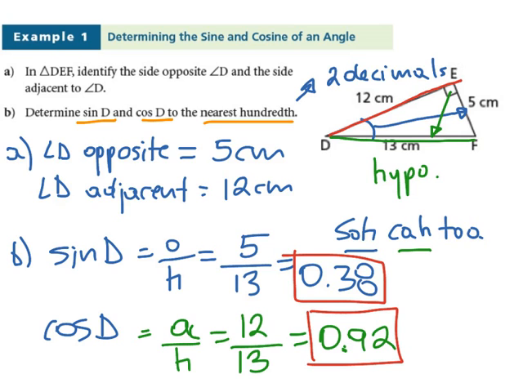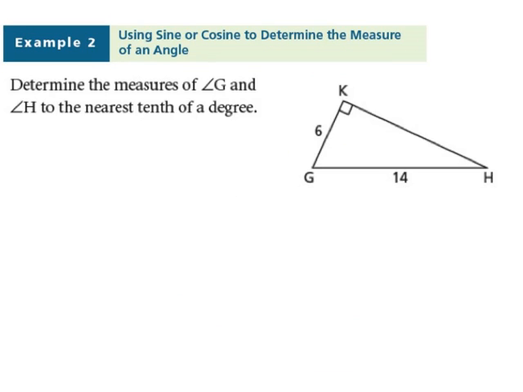Let's take a look at a different example. Determine the measures of angle G and angle H to the nearest tenth of a degree. Let's take a look at angle G and label the triangle with respect to angle G. Meaning, the 14 is the longest side. It's opposite to the 90 degrees, so this is your hypotenuse side. The 6 is next to angle G, which is the adjacent side, and the missing side, which we do not know, is the opposite side.